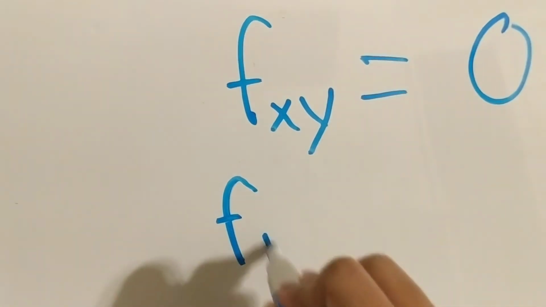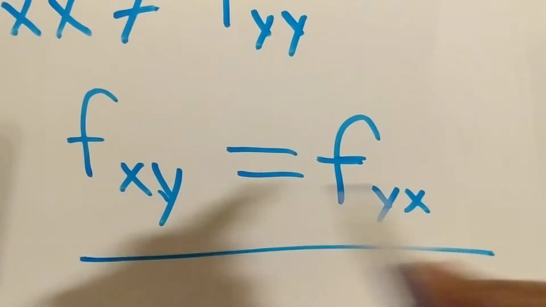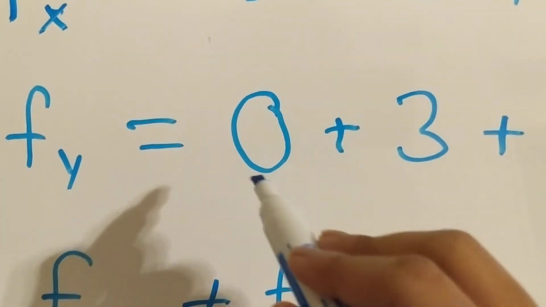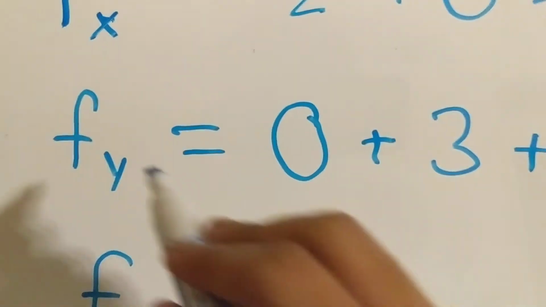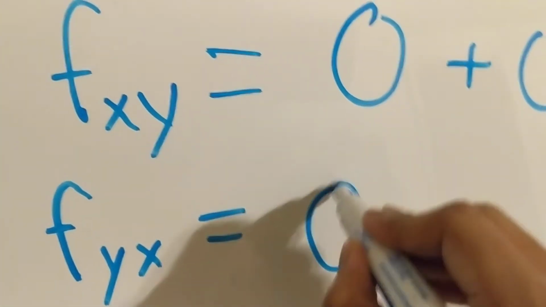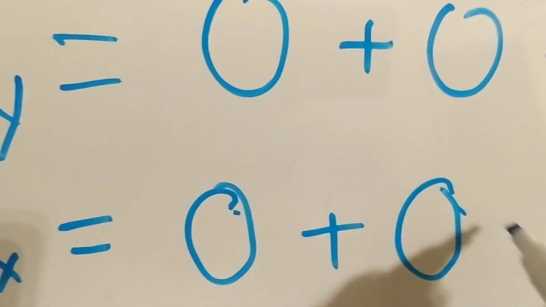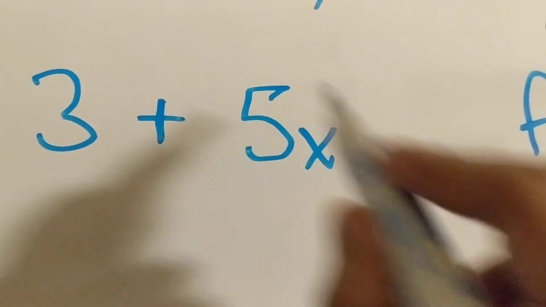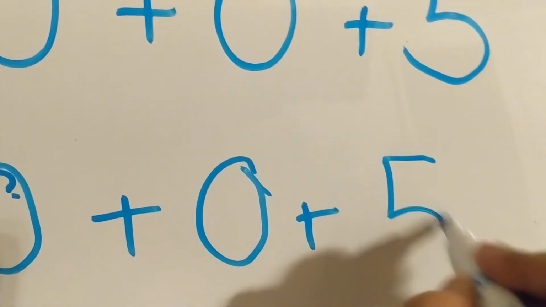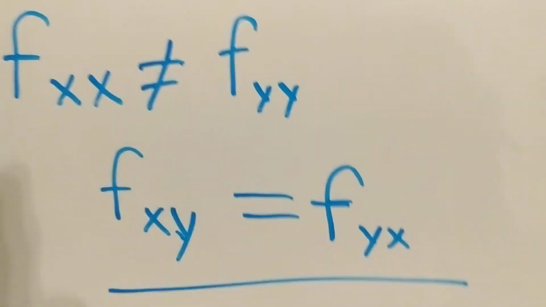Now we're going to try f of yx. And we're going to see if this holds true, if they're going to be the same. Some of you who might have solved it a bit quicker might have noticed that they actually are, but I'm just going to do it right now. So f of y we have here, and we're going to do it with respect to x. So we have 0, 0, plus 3, that's a constant, so that's going to be 0 again. Then we have 5x, and that's going to be 5. And we're going to see that this is equal to 5. This is also equal to 5. 5 equals 5. F of xy is equal to f of yx.